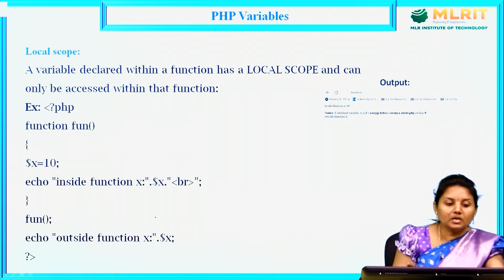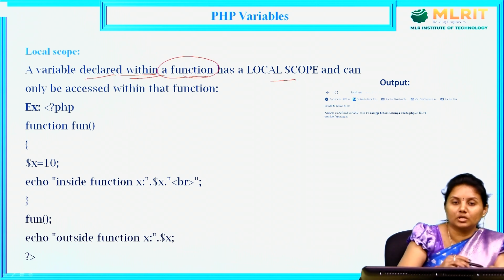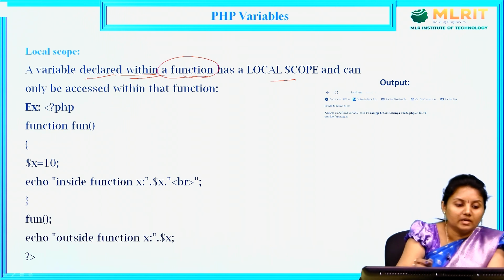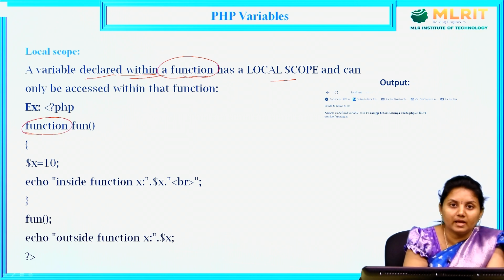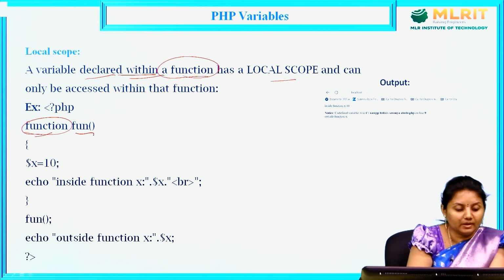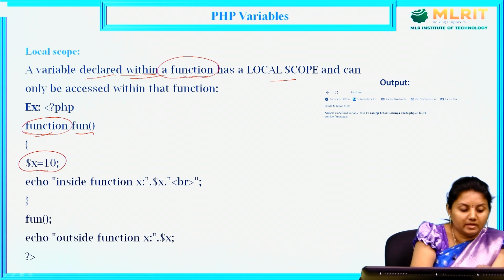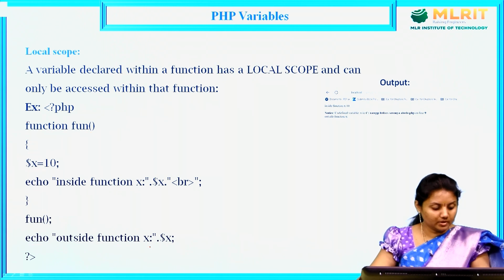Local scope. A variable declared within a function is in local scope, and it can only be accessed within that function. In PHP, you can define a function using the function keyword, like in JavaScript and AngularJS. Function followed by the function name. $x equals 10 is declared and echo inside the function prints it. Outside the function, you are calling the function. This is the function call and echo outside the function. So, let me show you how it will work.